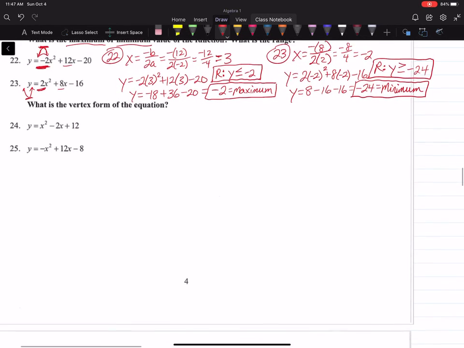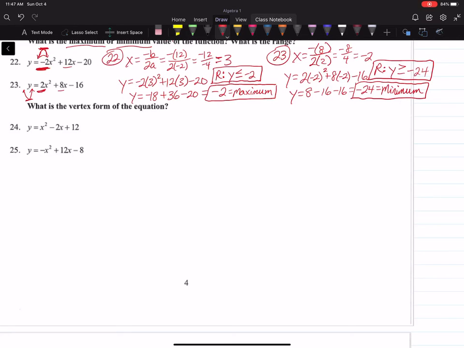24 and 25, it says what is the vertex form of the equation. So we are basically going to find the vertex and make it vertex form of the equation. Very, very simple. I know a equals 1. So I know a. I just got to find the vertex, h and k. Okay, I'm looking for h and I'm looking for k. And then we're just going to plug it into the vertex form, which we've talked about many times already.